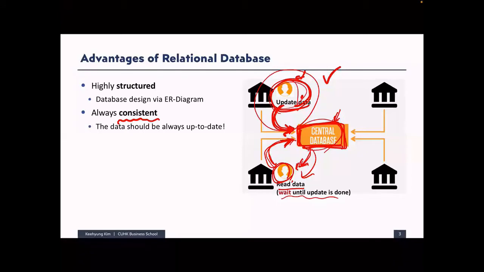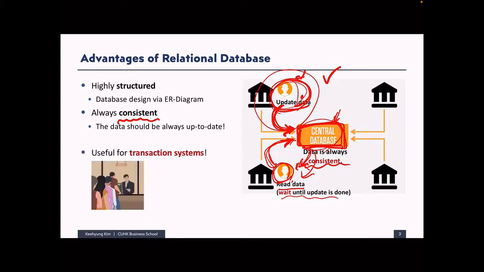They perform the first transaction, and the updated information is recorded and finalized, and then the second transaction is performed, and then the third transaction, like this. By doing that, the data stored in the database system is always consistent. I'm going to give you more examples about this later, but that's basically the main point of the relational database system. That's why transaction systems really like relational databases, and many banking systems still use a relational database system.